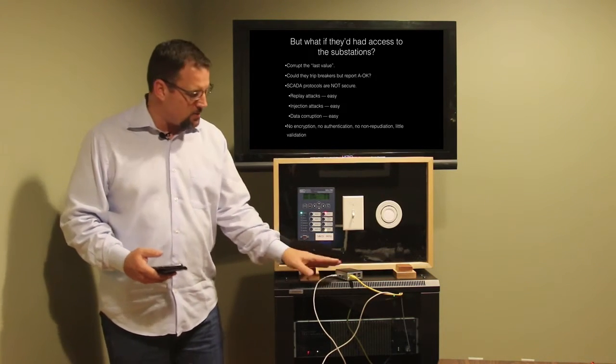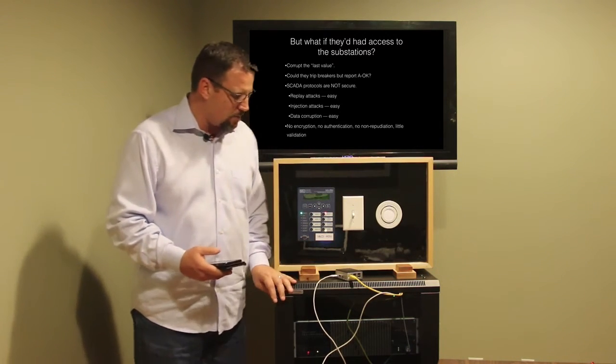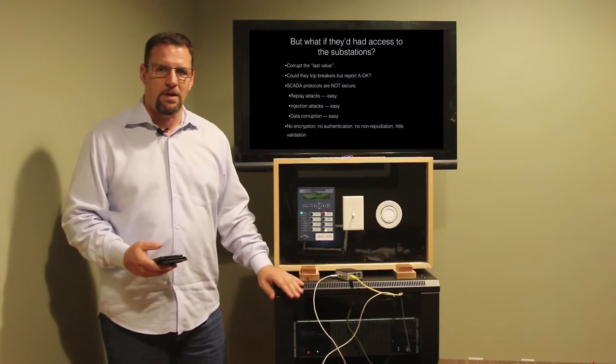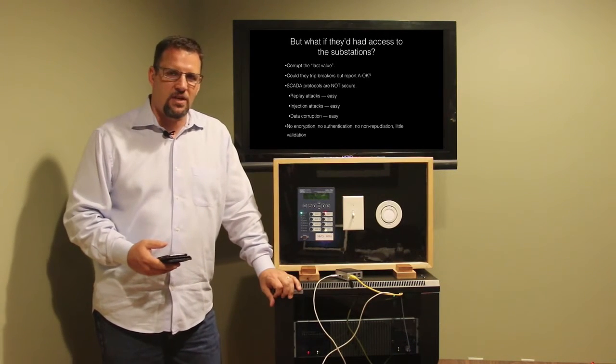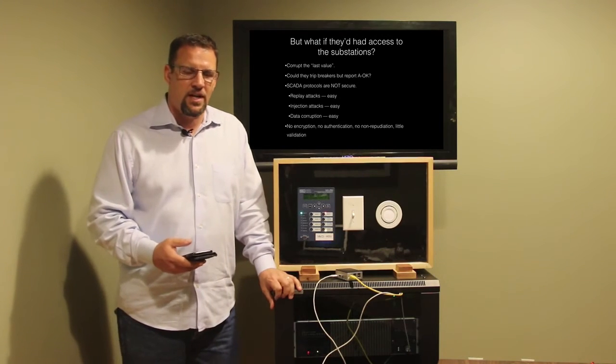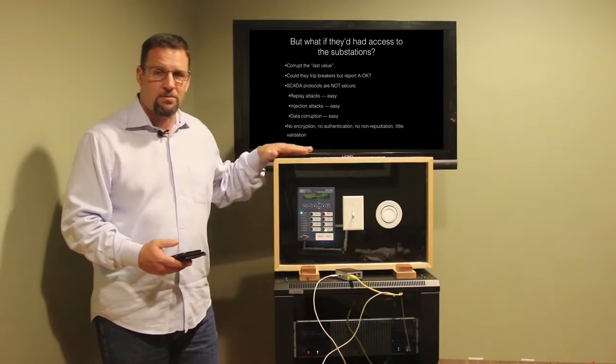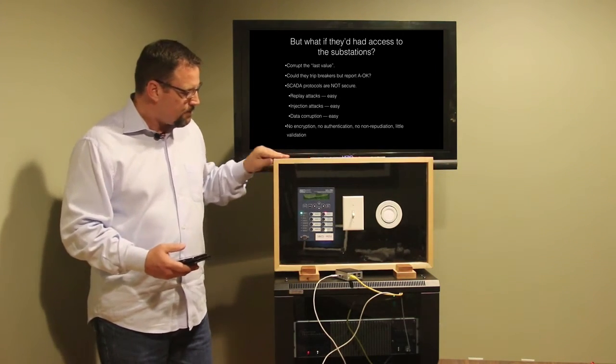And the new Raspberry Pis, by the way, have Wi-Fi and Bluetooth built into them. So for about $50, you'd be able to access the network of a substation if you got physical access to it, and be able to communicate with it from possibly across the street.